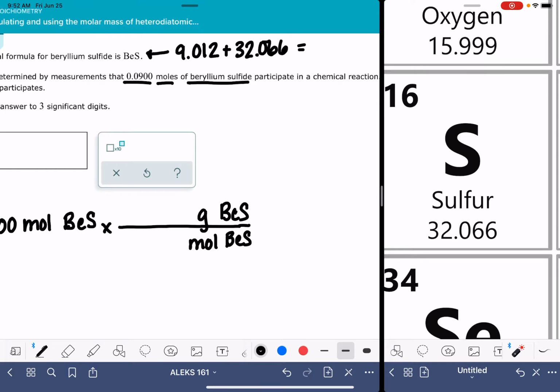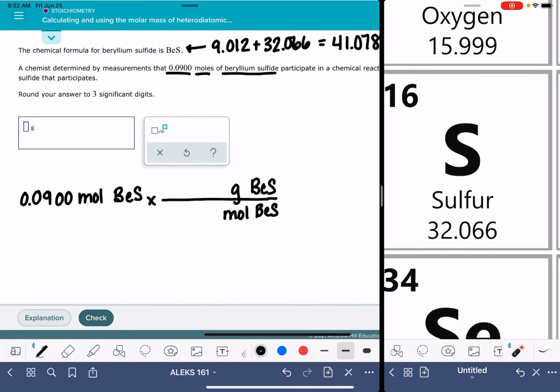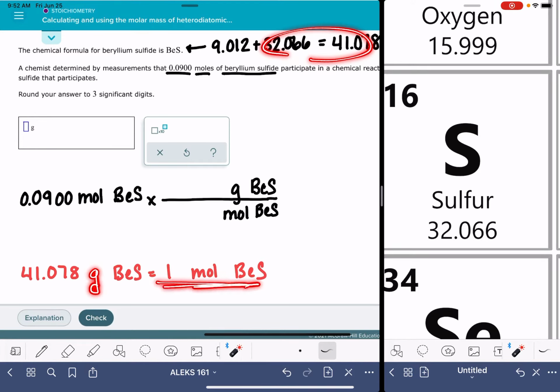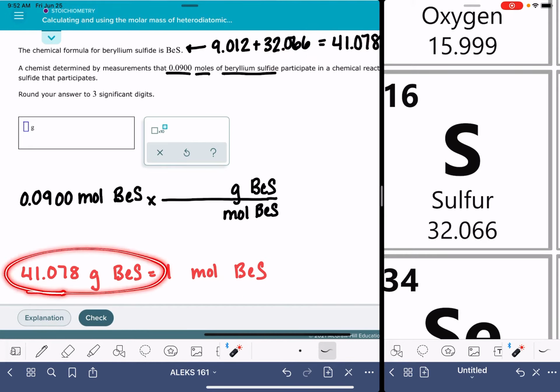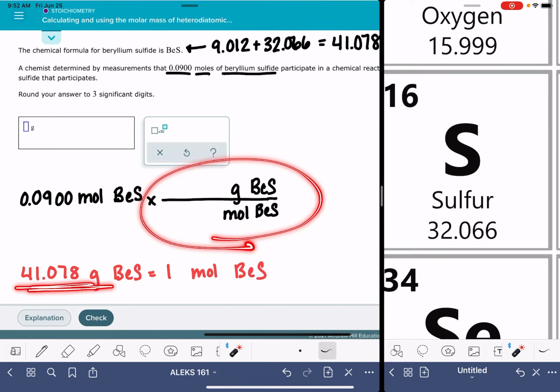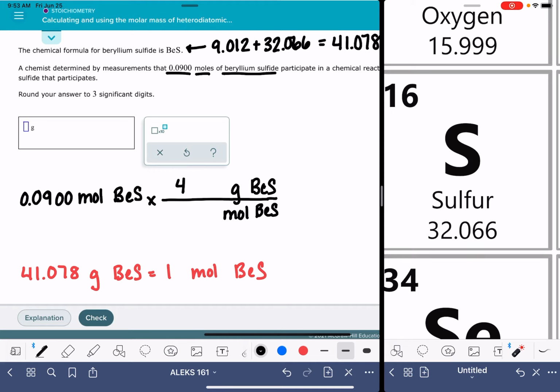9.012 plus 32.066 is 41.078. So once we know that number, 41.078 is the number of grams of BeS in 1 mole of BeS. So whatever number you calculate up here, that is however many grams you have in a mole. And what we're going to do is take these numbers and match them up with our conversion factor. So my 41.078, that's how many grams I have, put 41.078 grams in 1 mole.